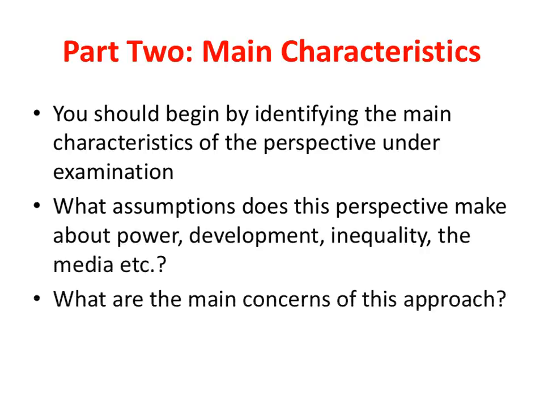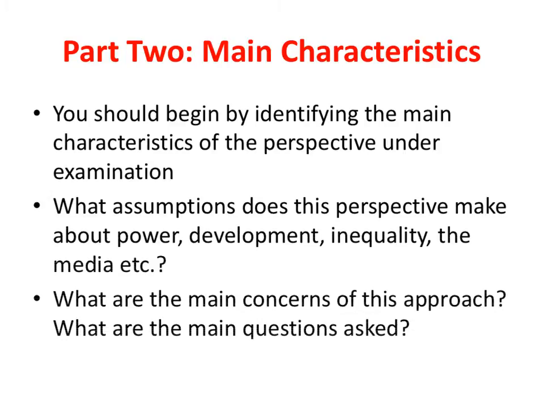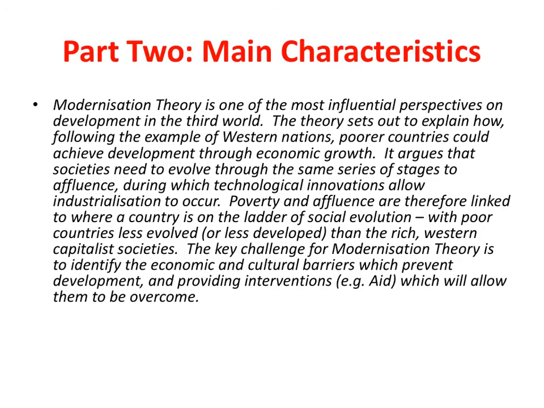And when you are looking at the characteristics of this perspective, you need to think about the main concerns of this particular approach and the main questions that this particular theory asks. In other words, what we're looking for is a concise summary of the main claims that the theory would make about the subject of the essay. So what you can see on the screen at the moment, going back to the essay about modernisation theory and development, is a concise summary of the key claims that this perspective makes about development.